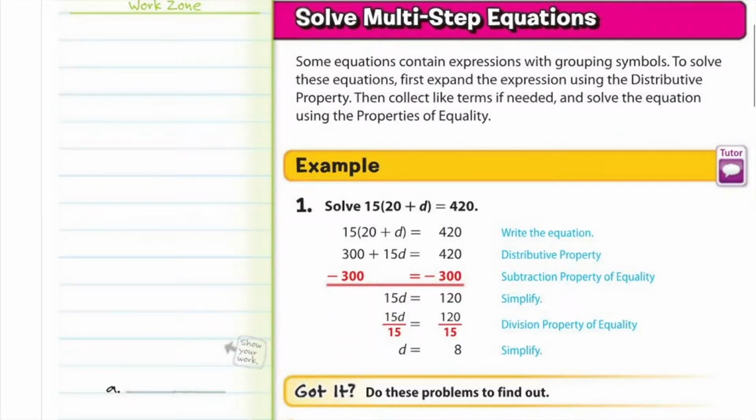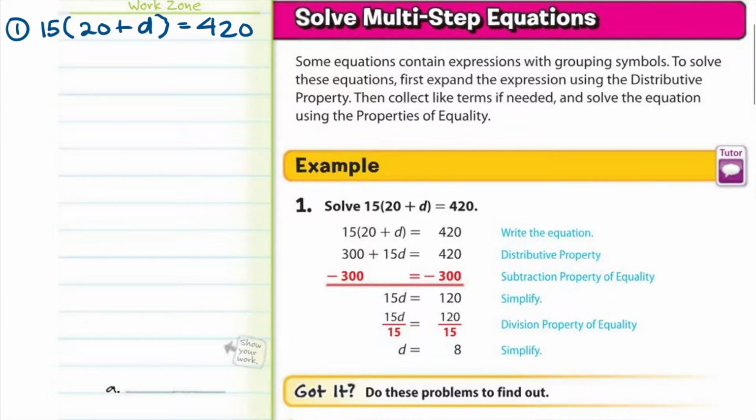We're going to begin by solving multi-step equations. So we now need to do more than one step, hence the word multi. For problem number 1, we have to first distribute what is outside of the parentheses before we can solve for our variable. In this case, our variable is d. So we are going to distribute the 15.